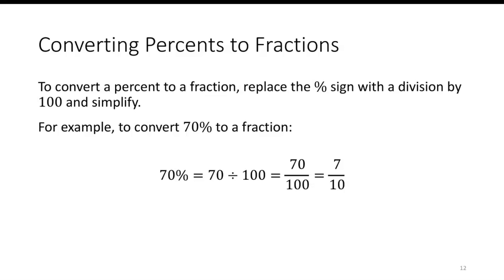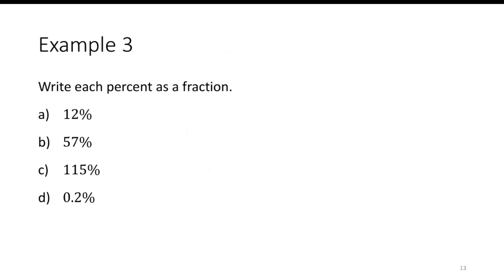Converting percents to fractions. To convert a percent to a fraction, basically replace the percent sign with division by 100 and simplify. So 70% to a fraction: 70% is equal to 70 divided by 100. So 70 over 100, and that reduces to 7/10. So 12% is the same thing as 12 over 100. And then I can divide the top and bottom by 4. I end up with 3 over 25.